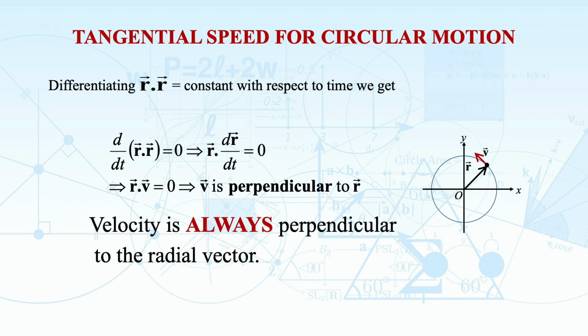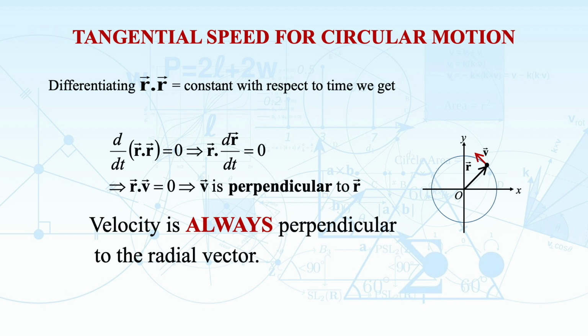So differentiating this scalar product r dot r with time, you know that r dot r is constant, so d/dt of r dot r is 0, because the derivative of a constant is 0. From that we get that r dot dr/dt is equal to 0. Now, dr/dt is nothing but the velocity of the particle moving on the circular path. So basically what you can write is that r dot v is equal to 0.